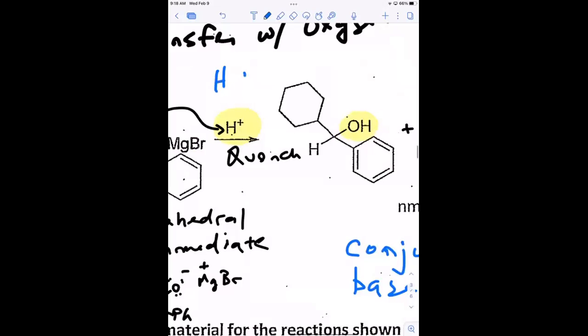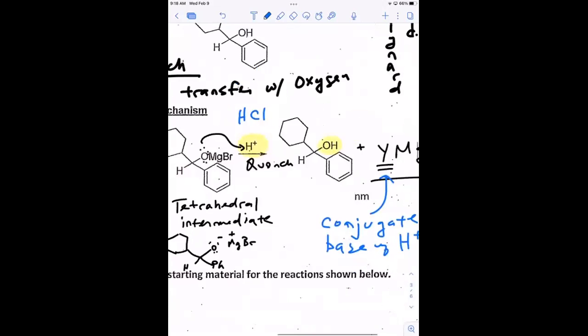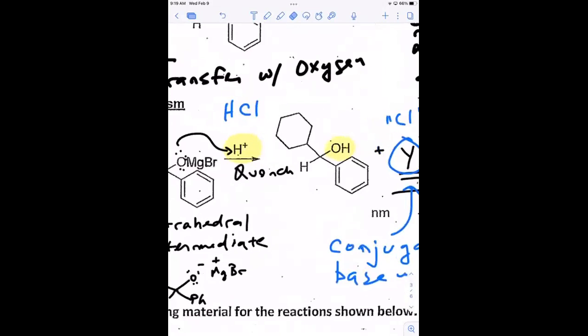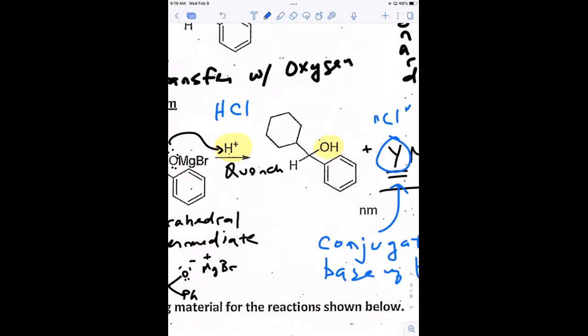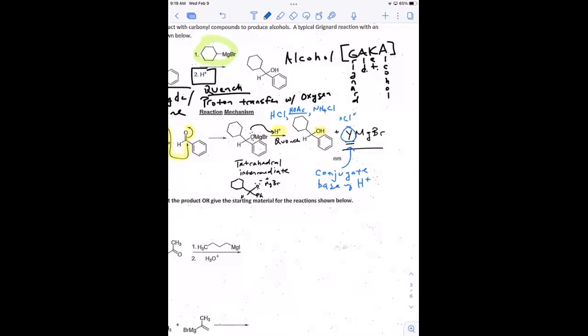Let's say, for instance, we add HCl. So the Y part is going to be chlorine, which is the conjugate base of HCl. And so most of the time when you add an acid at the end, in the quench step, it's going to be something like HCl, or it's going to be acetic acid, which is HOAc, or it's going to be something like ammonium chloride, which is NH4Cl. So those are just some typical acids that you add to quench these reactions.